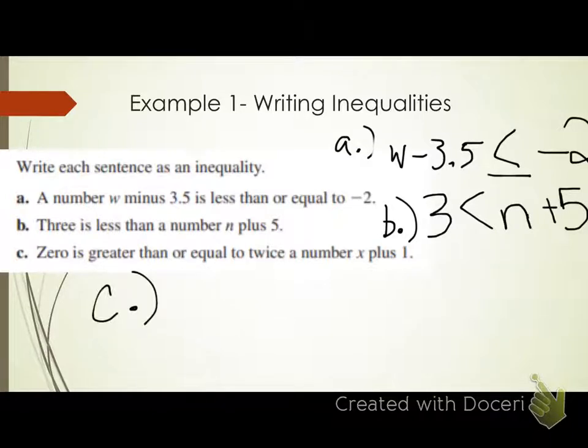Letter C. 0 is greater than or equal to twice a number x plus 1. Raise your hand if you can help me out here. 0 is greater than or equal to twice the number x plus 1. Oh, that was like a 7. It's okay. We know what you mean. Yeah, equal to.